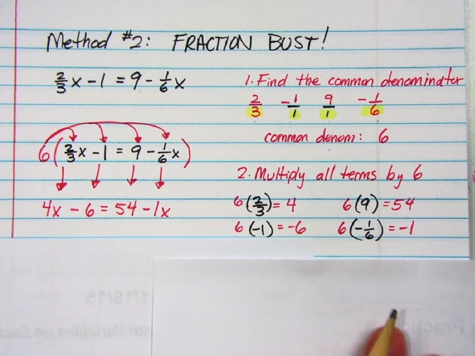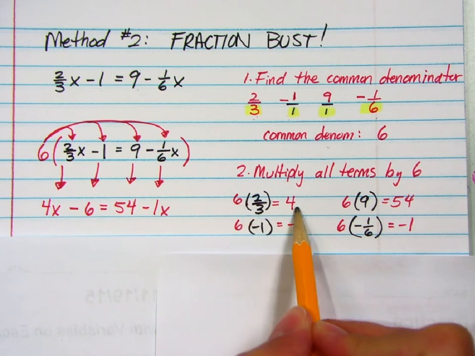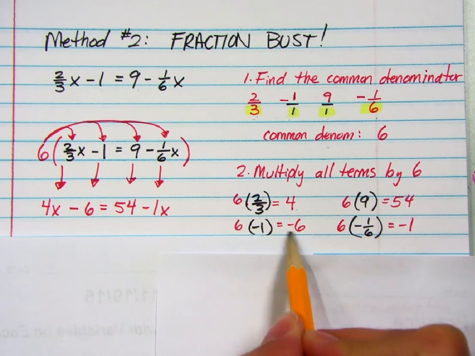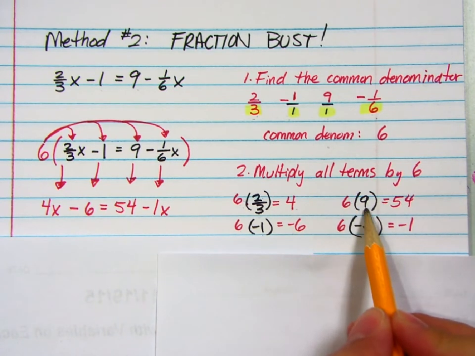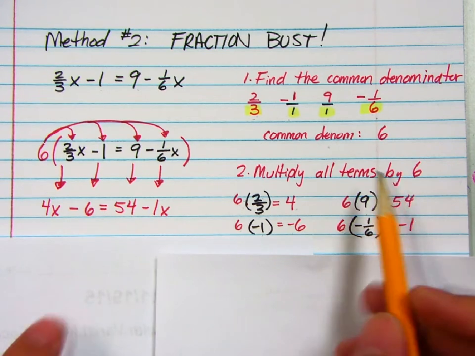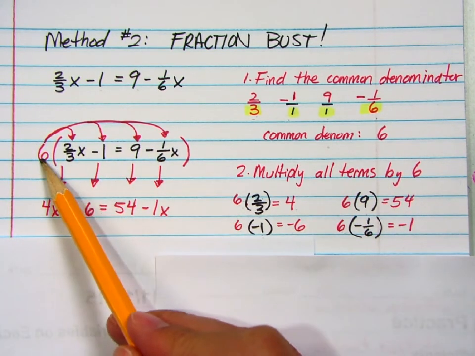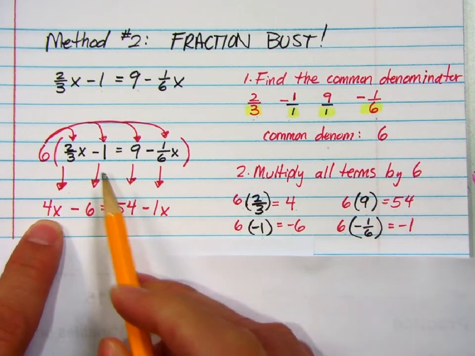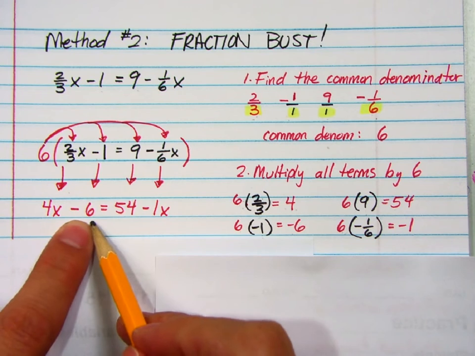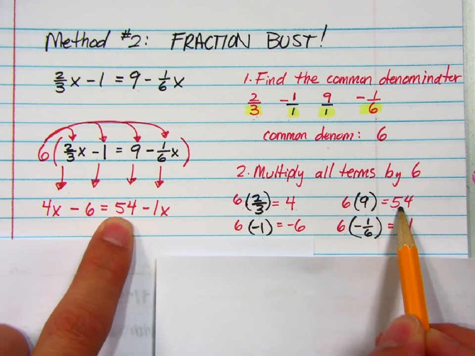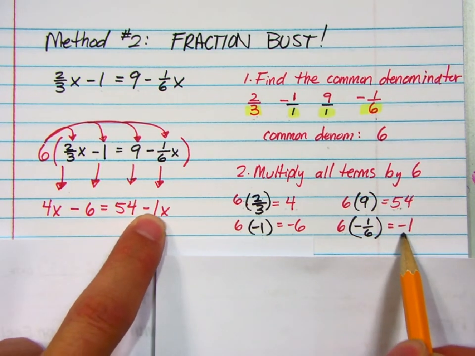So I'll do one at a time. 2/3 times 6 is 4, right? 6 times 2 divided by 3 is 4. 6 times negative 1 is negative 6. 6 times 9 is 54, and 6 times negative 1/6, negative 1. So what happens is I'm going to distribute that and multiply each one of these. So again, 6 times 2/3 is 4, so I change that to 4x. Negative 1 turns into negative 6. 9 turns into 54. And the negative 1/6 turns into negative 1 with an x after it.